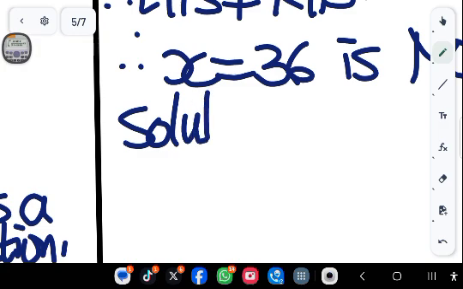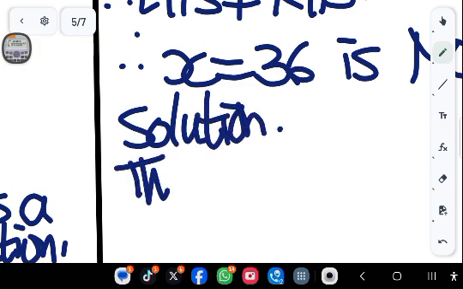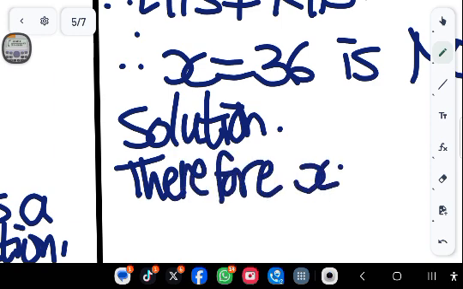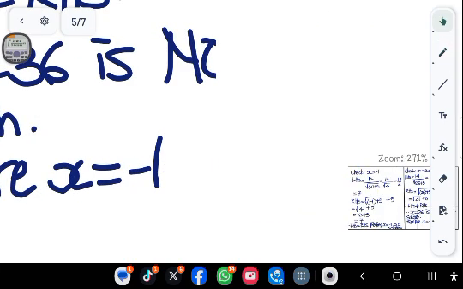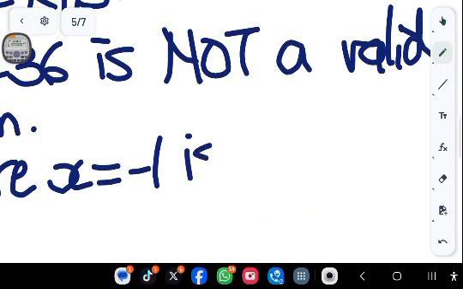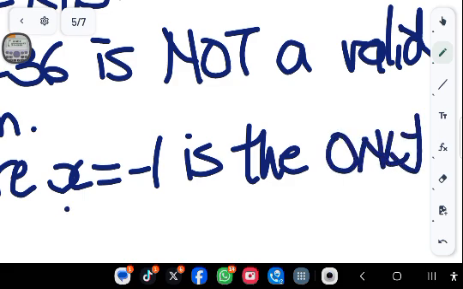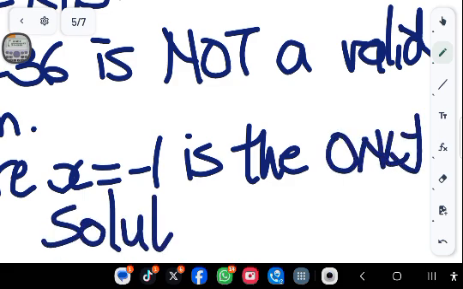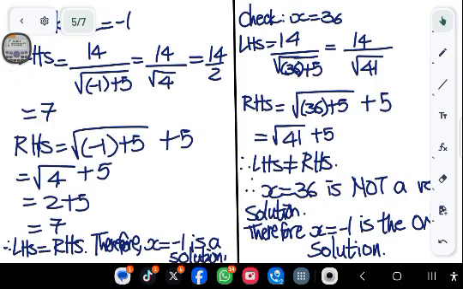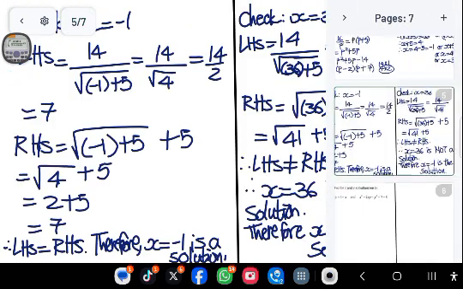Meaning that, therefore, x equals negative 1 is the only solution. And that's how you solve this equation. Next question.